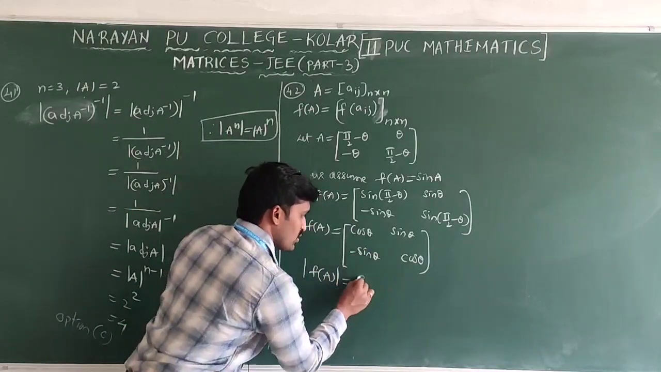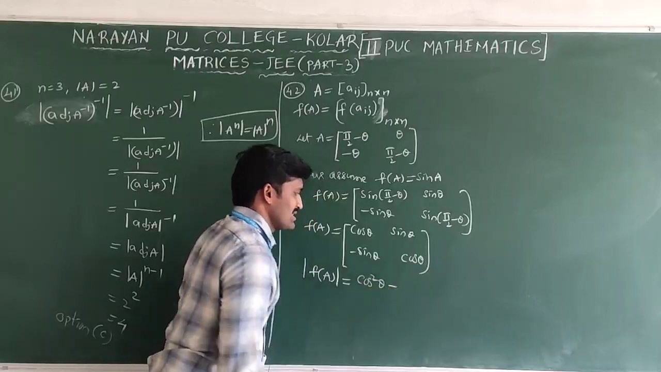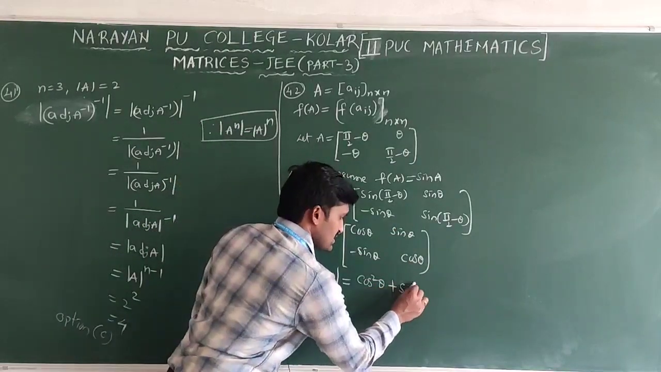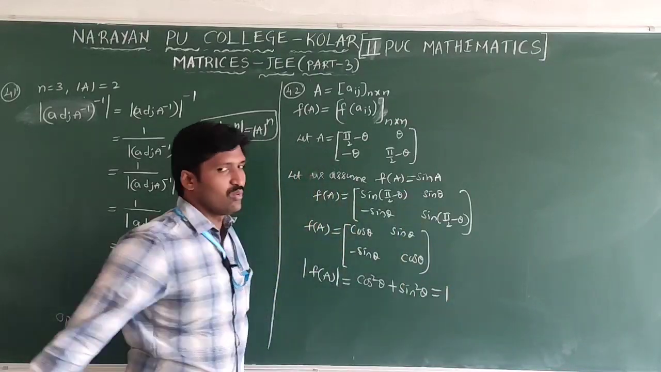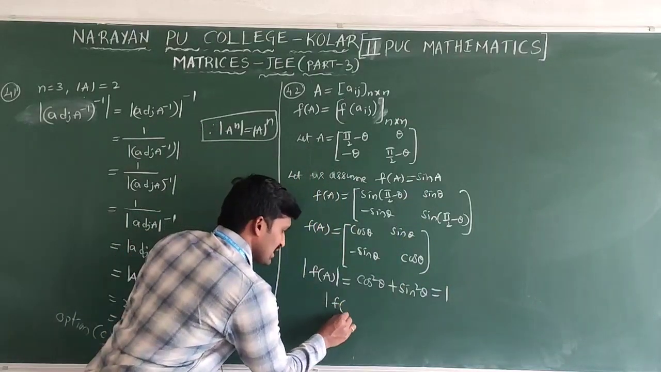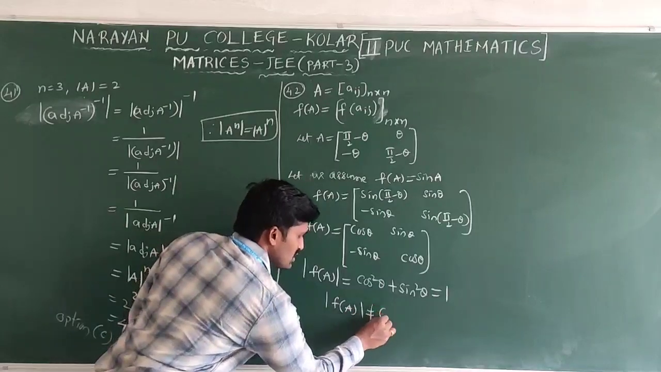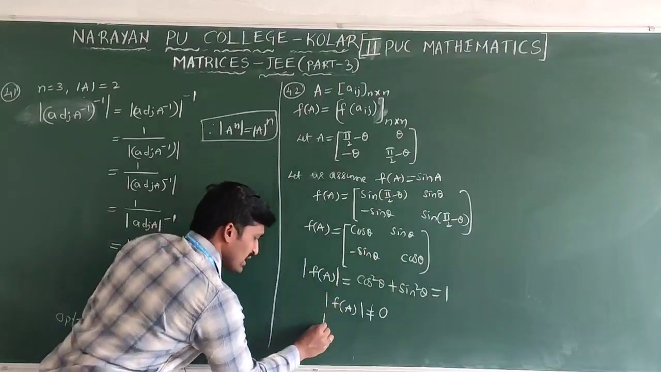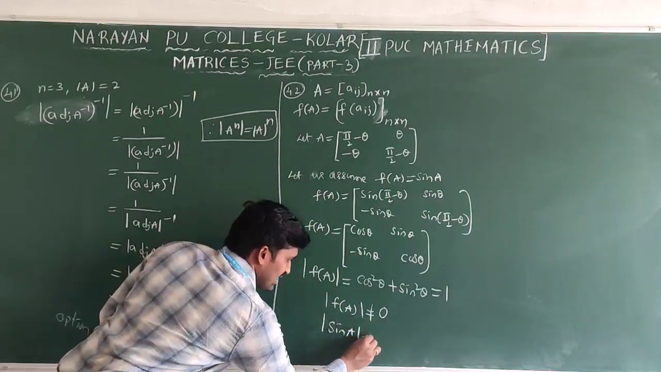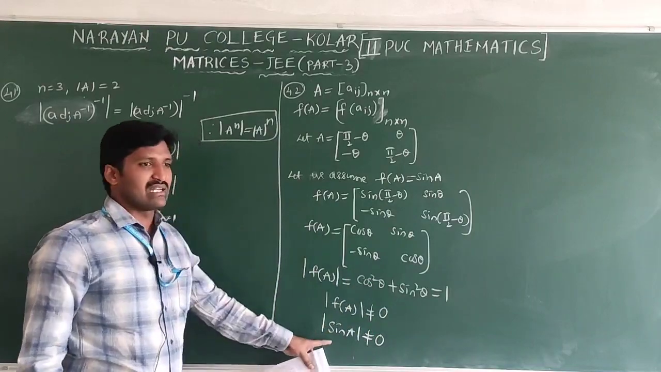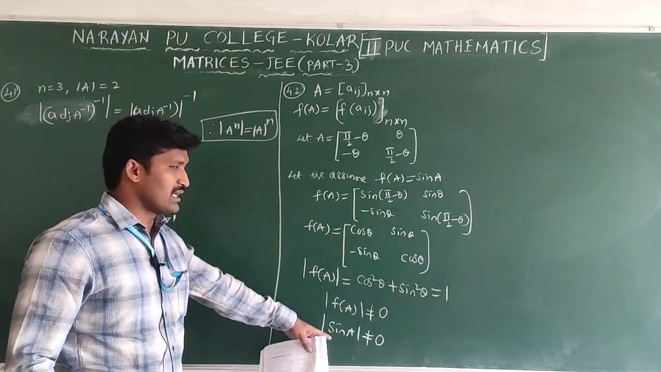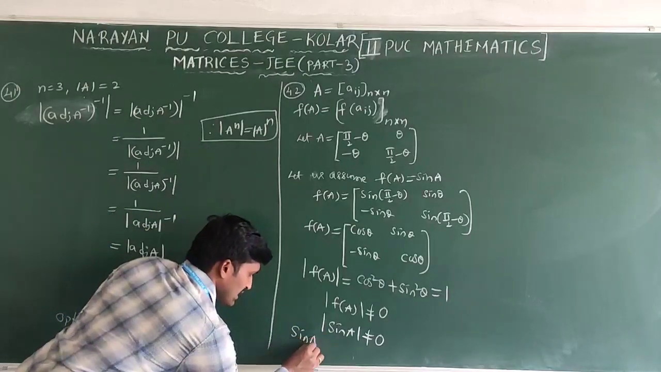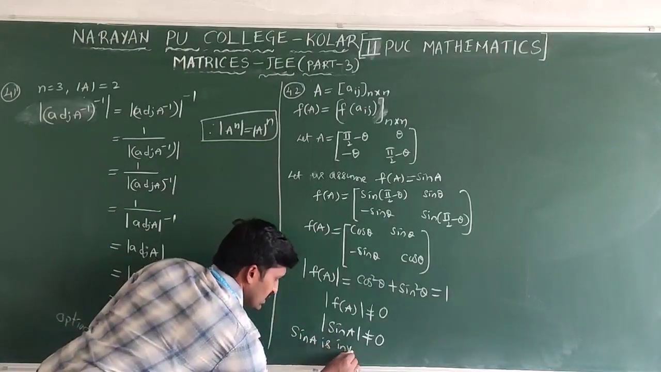Find that value: cos into cos, cos square theta, minus sin into sin, minus sin square theta, minus of minus plus. Clearly it is equal to what? 1. So here that value is clearly not equal to 0. Det of f of A means what here? Sin A. That's why det of sin A is clearly not equal to 0. That's why it is clearly non-singular. Non-singular means it is always invertible. Therefore, sin A is invertible.